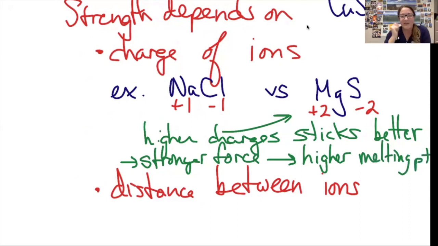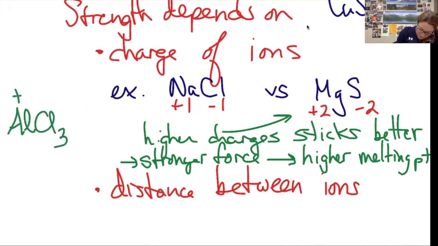So if you want to look at the ions, you're looking at how big the number is, mostly the absolute value. So if I gave you a different example like AlCl3, aluminum is a +3, and chlorine is a -1. I would expect aluminum chloride also to stick together better than sodium chloride. Comparing it to magnesium sulfide is going to be a little bit harder.